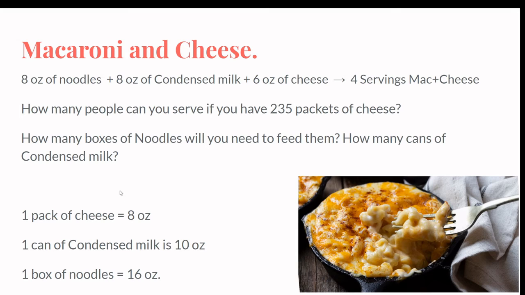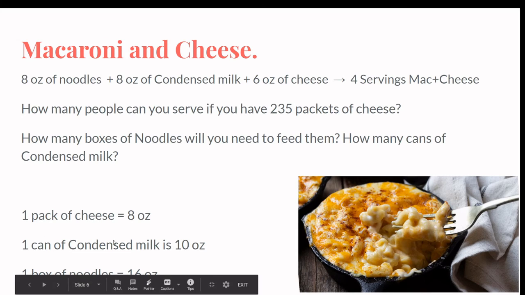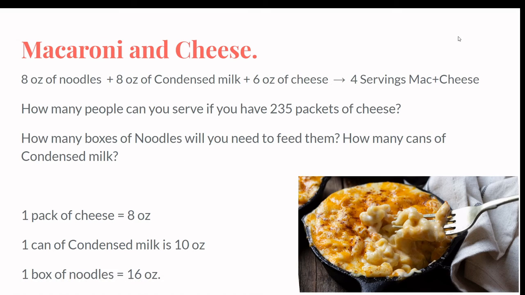Okay. Well, first we have to get our conversion factors. And in this case, we have 1 pack of cheese equals 8 ounces. 1 can of condensed milk is 10 ounces. And 1 box of noodles is 16 ounces. Okay? So, all of those things, you can actually go and look at the things on the grocery store, and you'll find that all of those should end up being true. Alright? So, when you go to the grocery store, you can't just pick out 6 ounces of cheese. Okay? You have to weigh out a different amount.